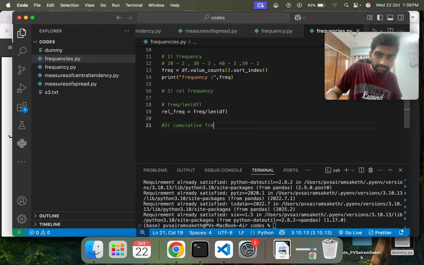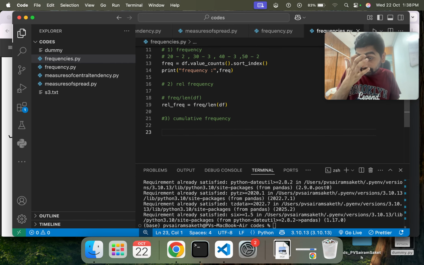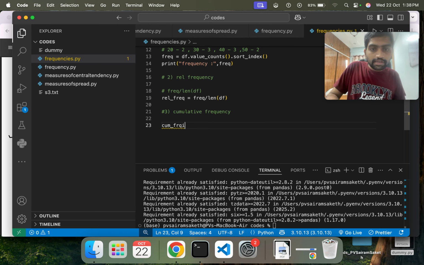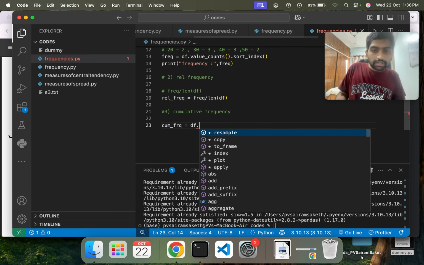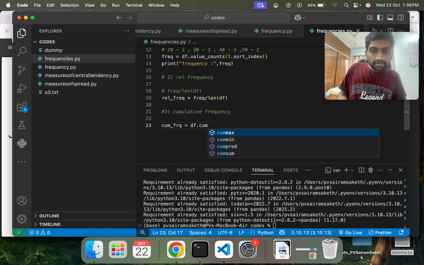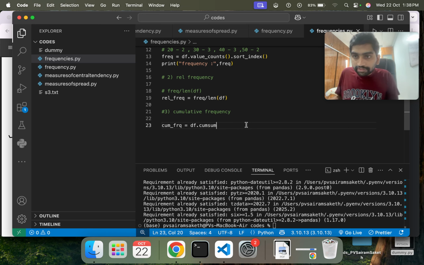Cumulative frequency. Pandas has a cumulative function present by default. So to define the cumulative frequency, you will write this df that you got, and in this df you will write cum sum, cumulative sum, you got it.